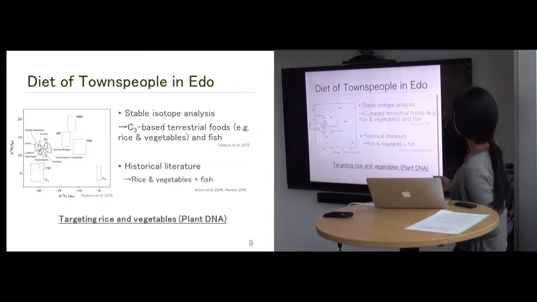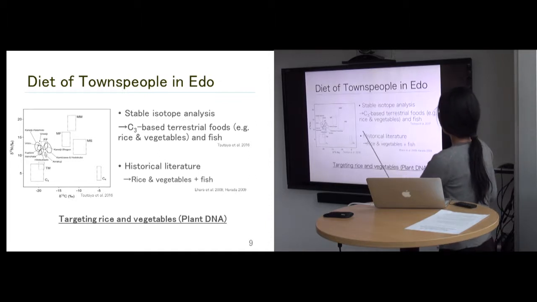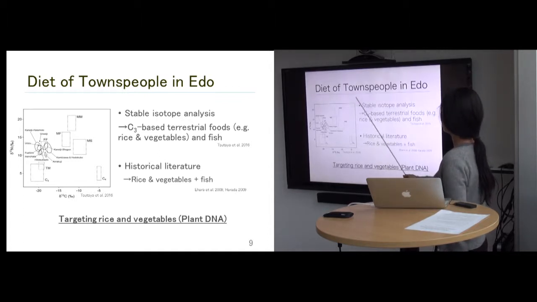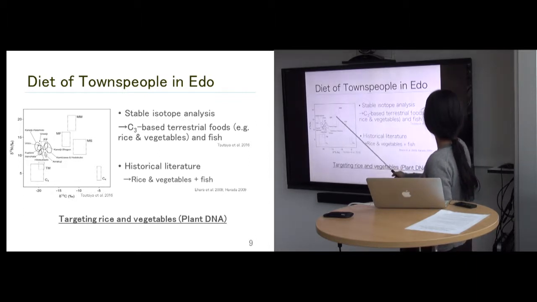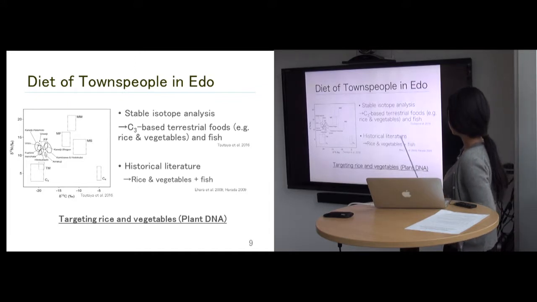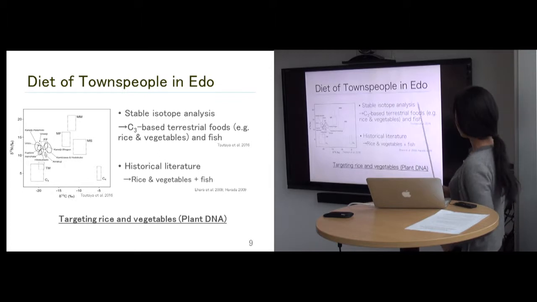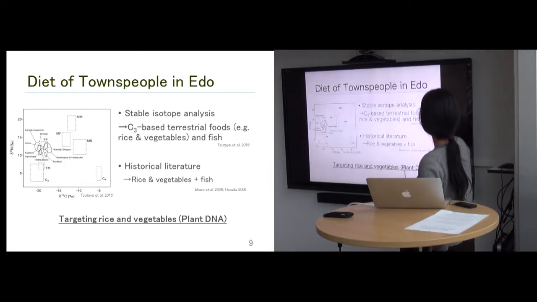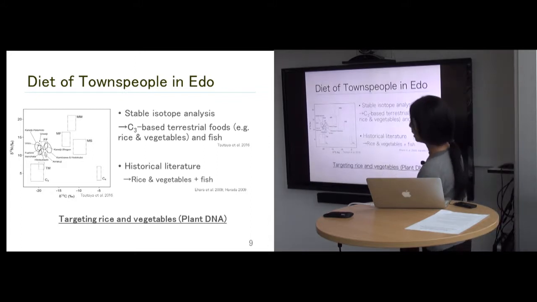First I introduced the diet of townspeople in Edo by another method. By stable isotope analysis conducted by Tsutaya, the result reports that the townspeople ate C3-based terrestrial foods, and also fish, for example, rice and vegetables and some kind of fish. Historical literature also said they ate rice and vegetables plus fish. So I targeted rice and vegetable plant DNA. I wanted to check whether I could analyze those plant DNA from ancient calculus DNA.